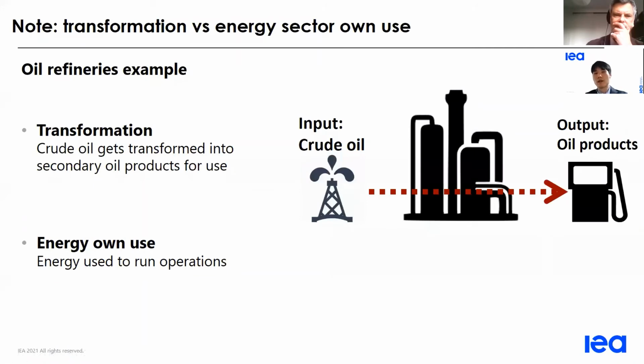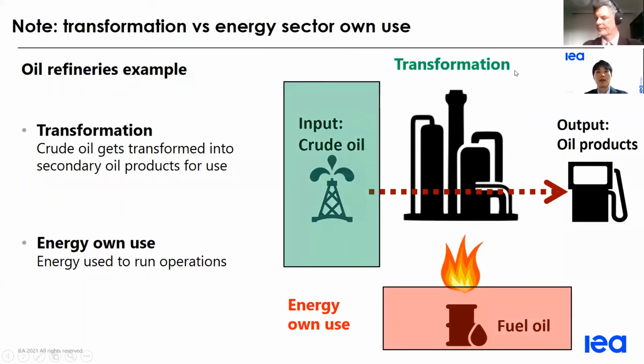In the second block, there are two sectors I'd like to distinguish, and I want to point this out because it is a question that has been asked so many times by users. So in the second block, there are two sections. One is transformation and the other is energy own use. Giving an example will make the concept clearer. For transformation, we have oil refinery plants, where we input crude oil to produce oil products, such as gasoline or LPG.